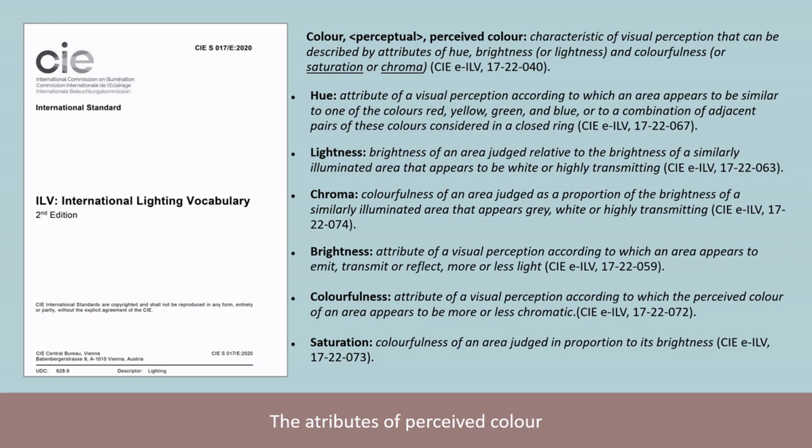These 6 attributes and their definitions are based on work published in the late 1970s by Robert W. G. Hunt, and have been essentially stable from the 4th edition of the CIE ILV, published in 1987, through to the current edition, published in late 2020.